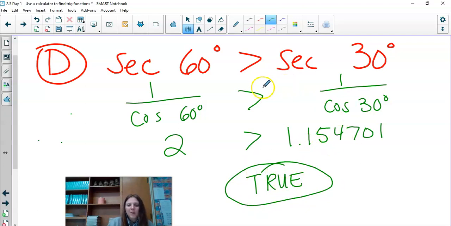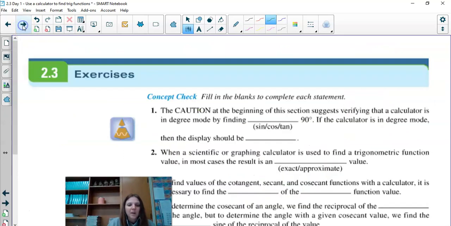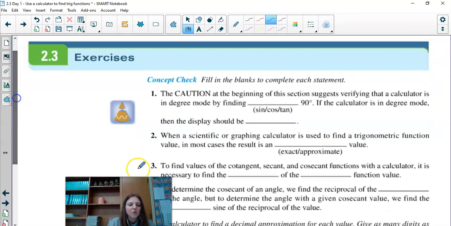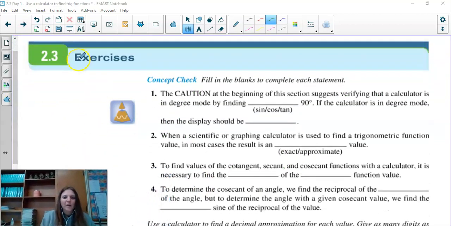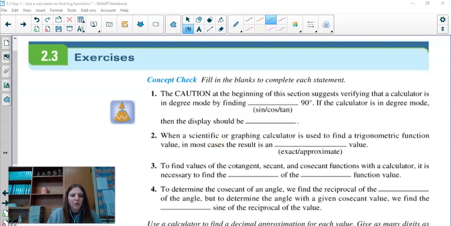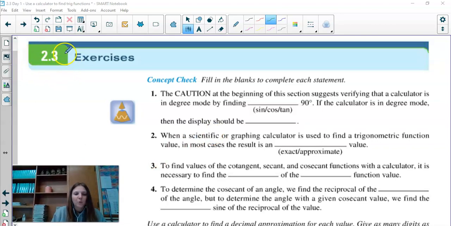The important part about this section isn't deciding whether something's true or false. It's figuring out how to type these into the calculator. So you're going to be working with a lot of questions, and you're going to be typing them into a calculator. The other thing that you're doing today is you should be reading section 2.3 and answering these questions. So if you haven't already read it, please pause the video and read section 2.3 because it will answer each one of these questions.